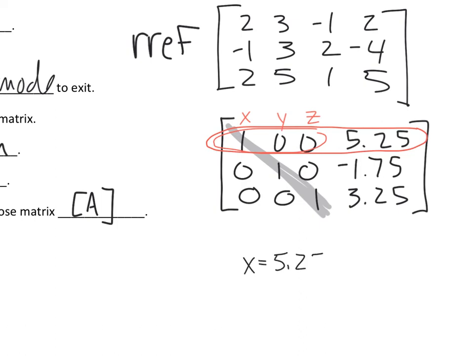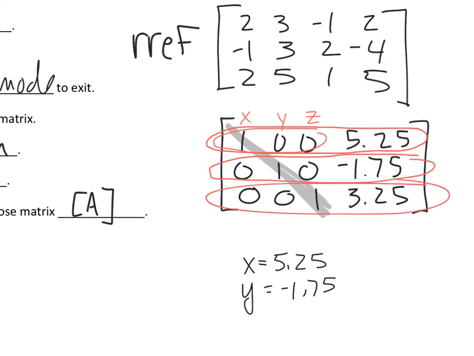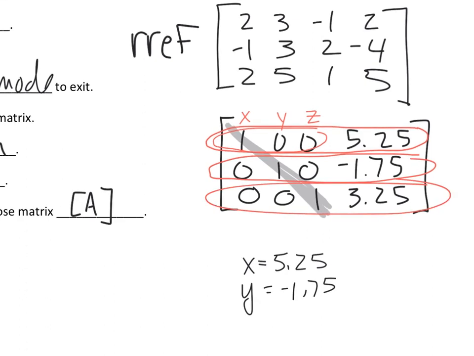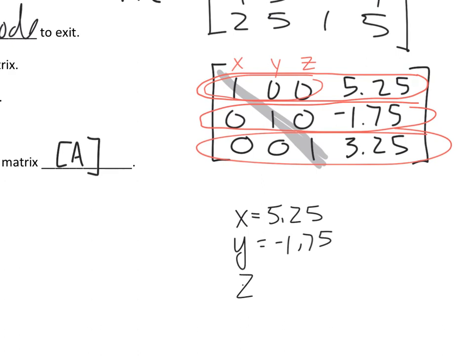Okay. Same thing down here. This line, the second one, you'll notice that it goes 0, 1, 0. Well, if you look up at the top again, that's a 0 for the x, a 0 for the z, but there is a 1 for the y. So that means there's a y in that part, and y equals negative 1.75. And then, of course, the last and final one, the last row here, 0 for the x, 0 for the y, a 1 for the z, so that means z equals 3.25.